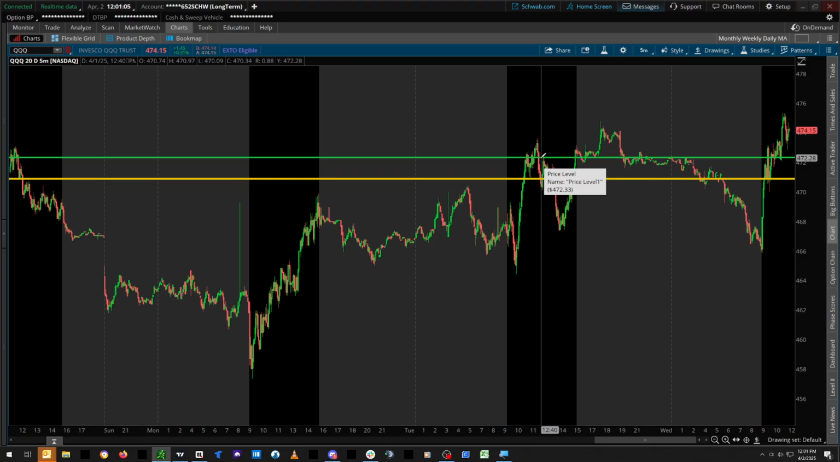It's a target because it is a place where price continues to cross. Doesn't mean it does anything while it's there. It just means it crosses it. So it makes for a good target.